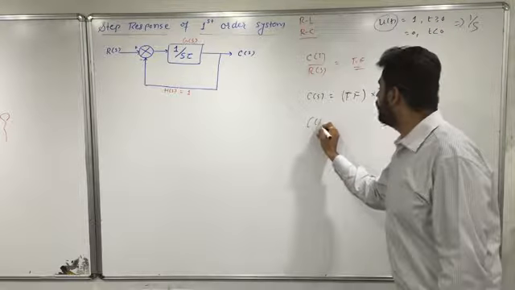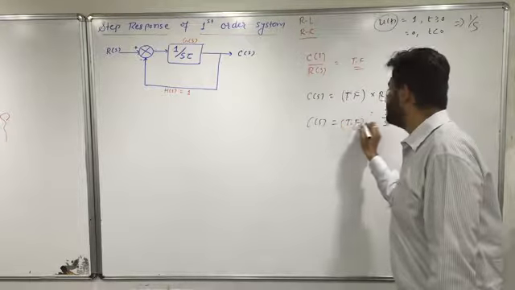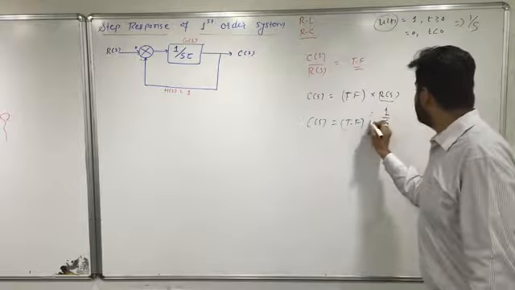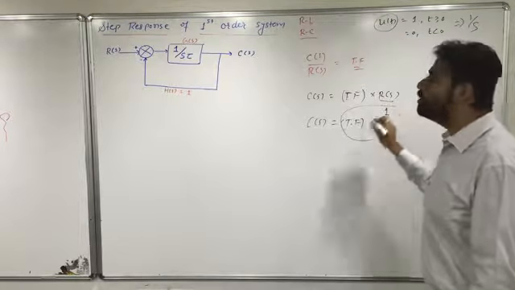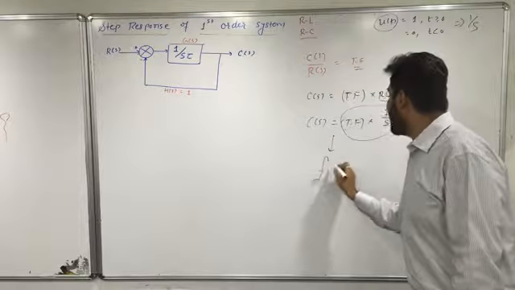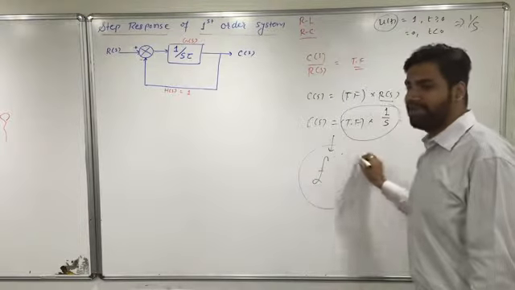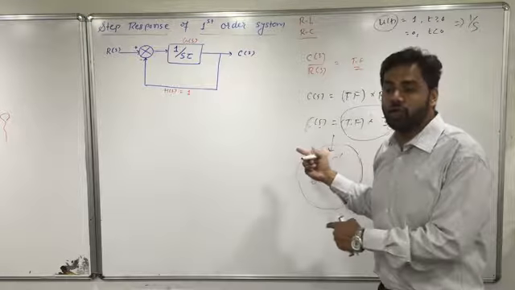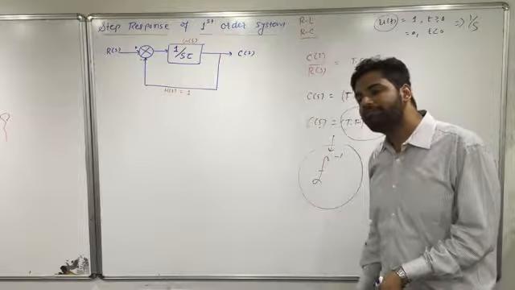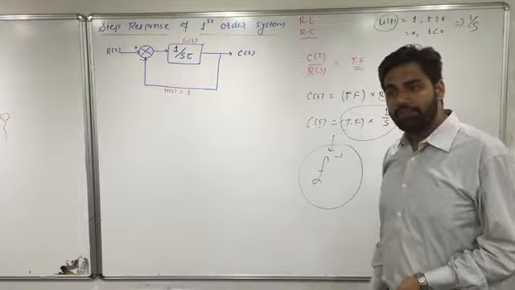So I can say C of s is equal to the transfer function that I have got, multiplied by 1 upon s. And then after finding C of s, what will I do? I will take the Laplace inverse of it. And when I take the Laplace inverse, this function from the s domain is converted into the time domain. I hope you are understanding.